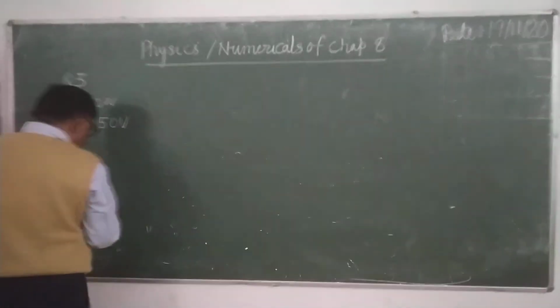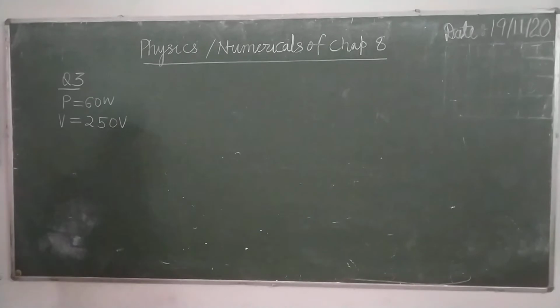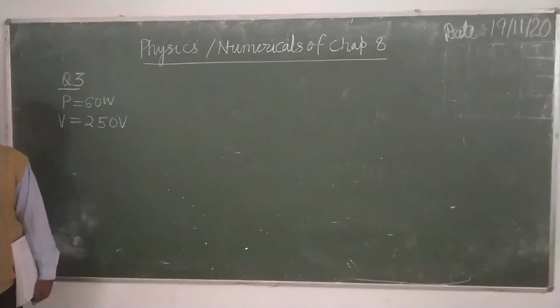Yesterday I have told, here these are the rated power and rated voltage. If the supply voltage is 250 volt, then what will happen? It will consume 60 watt power. 60 watt power means 60 joule energy per second it will consume.